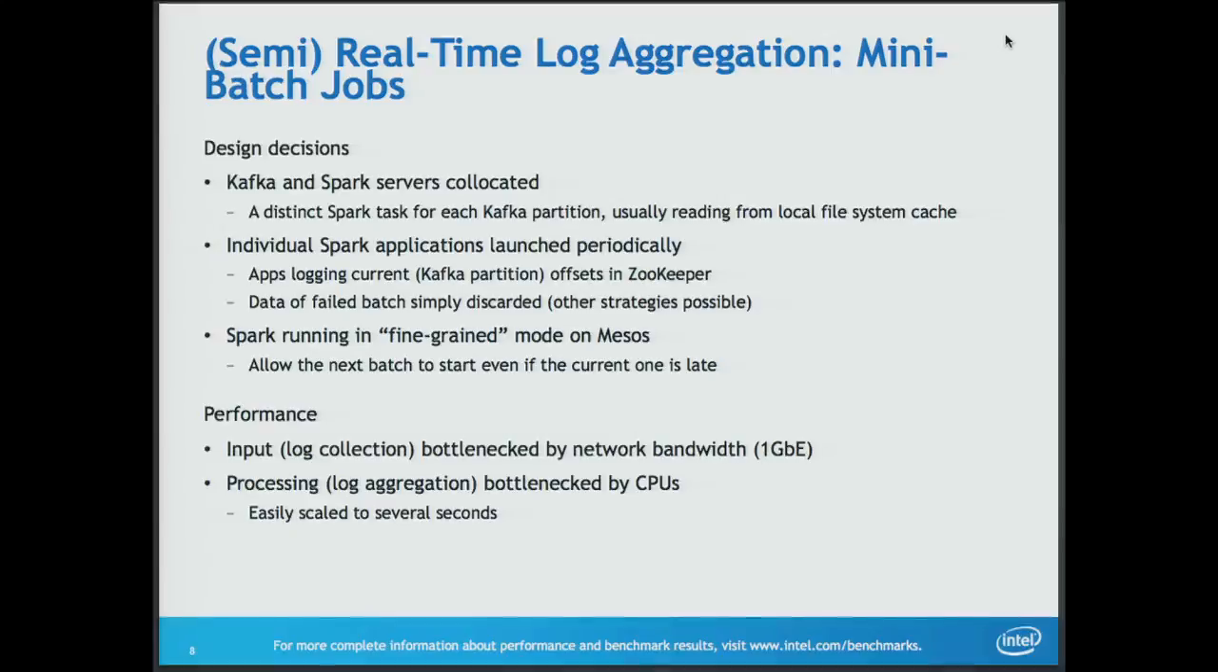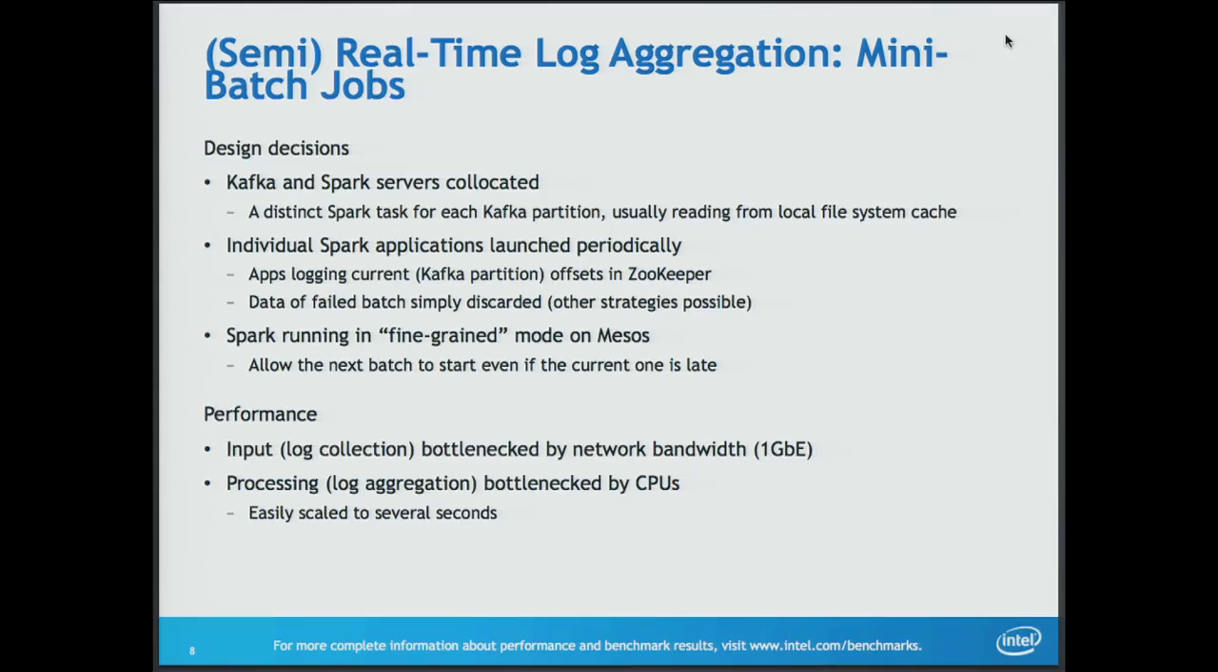So some of the design decisions we have made in our application: first, we co-located the Kafka and the Spark servers. And then for each Spark job, we implemented a customized input format for Kafka, so that for each distinct Kafka partition, we launch a distinct Spark task. The Spark task will always read from the local Kafka server, and because it only reads the latest data, it typically reads from the local file system cache without touching the disk.